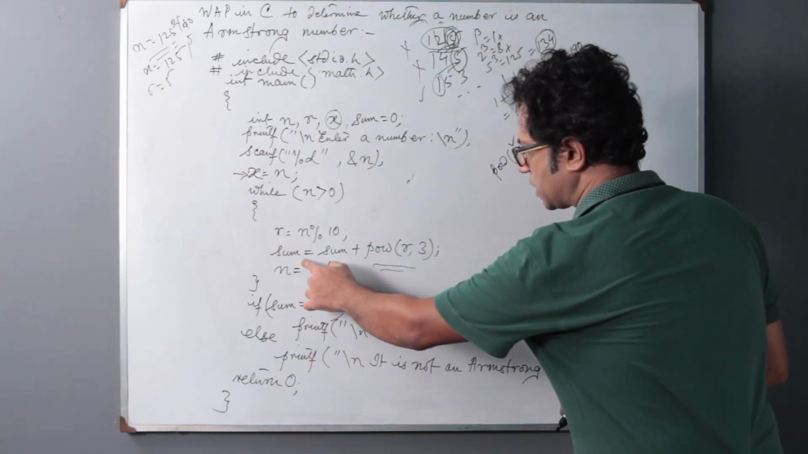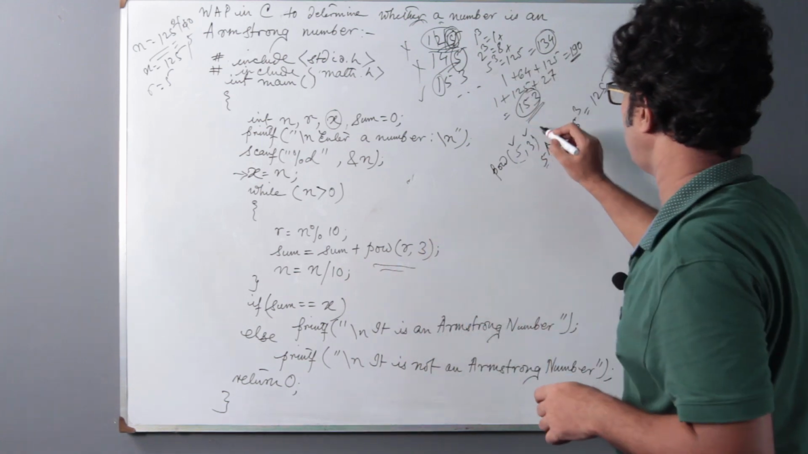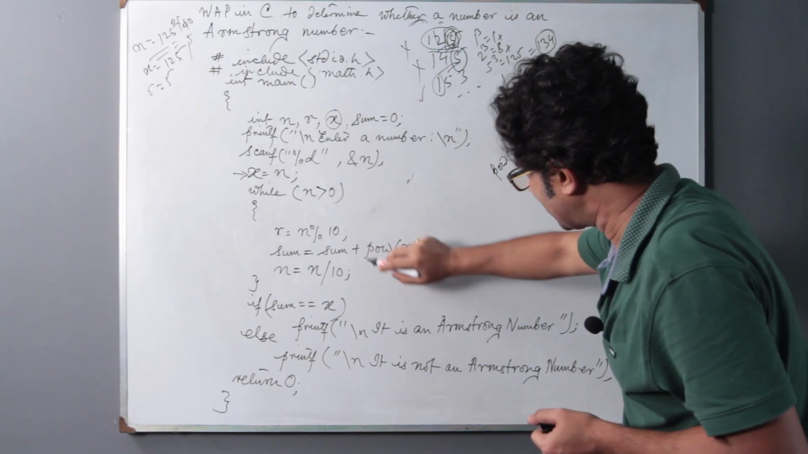So now sum is equal to sum plus pow(r, 3). So what is this pow(r, 3)? Pow is a mathematical function.